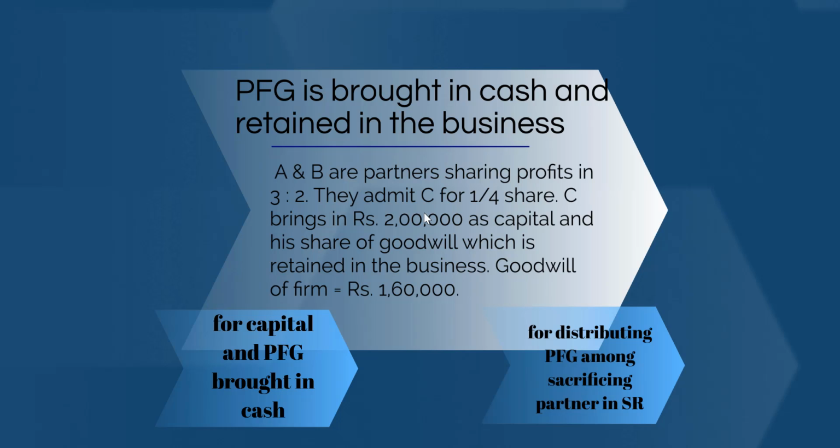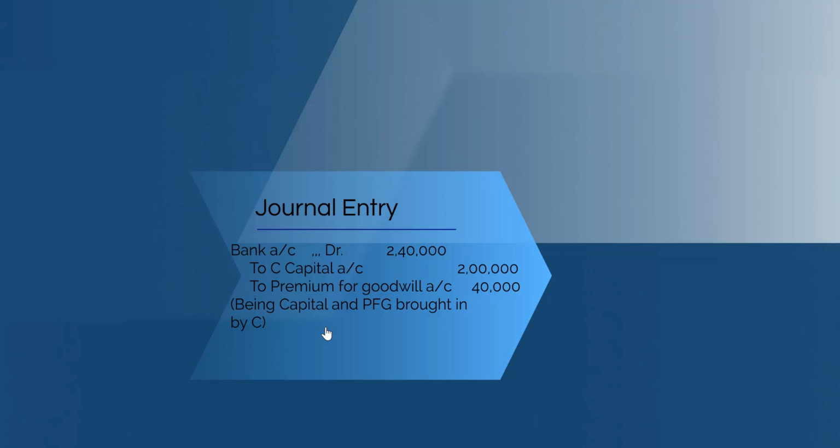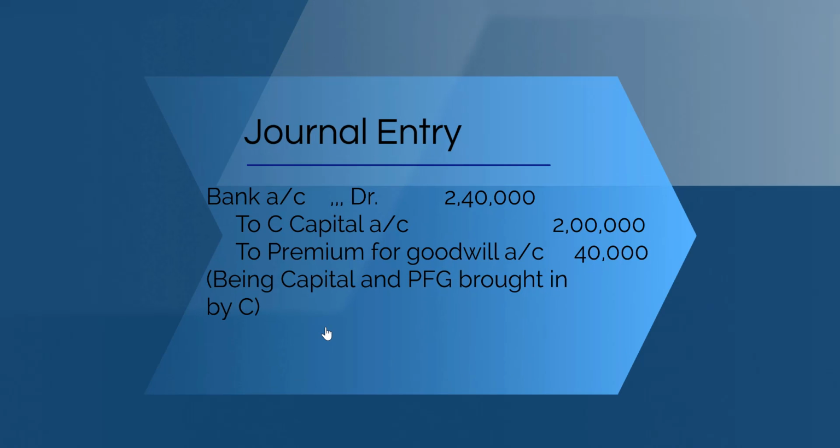So the first entry for the capital and the premium for goodwill brought in cash is we debit bank account with rupees 2,40,000, the total amount which is received by the firm, to C's capital account for the amount of capital brought in by C, rupees 2 lakh, and to premium for goodwill for the premium for goodwill brought in by C, rupees 40,000. Narration: being capital and premium for goodwill brought in by C.